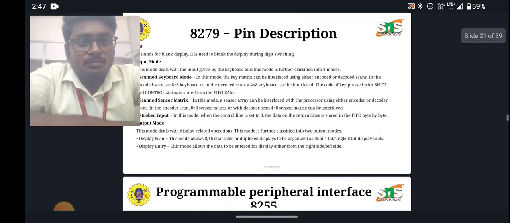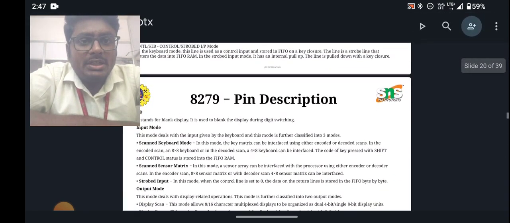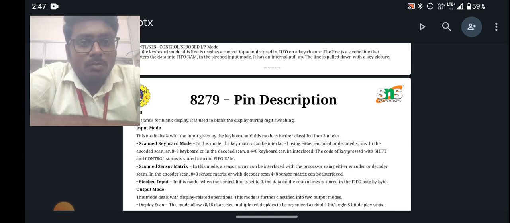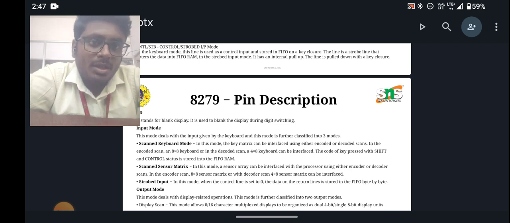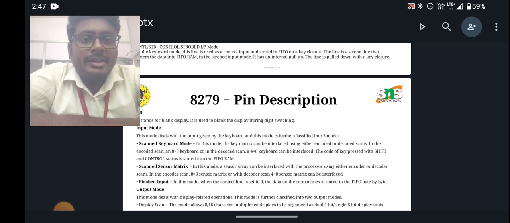In the input mode, this mode deals with the input given by the keyboard, and this mode is further classified into 3 modes, such as scanned keyboard mode, scanned sensor matrix, and strobed input. Whereas in the scanned keyboard mode, the key matrix can be interfaced using either encoded or decoded scan. In the encoded scan, an 8x8 keyboard, or in the decoded scan, a 4x8 keyboard can be interfaced. The code of key pressed with a shift and control status is stored into the FIFO RAM, that is first in first out RAM.